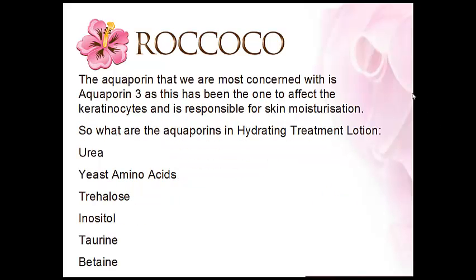Now the main one that we're concerned with is aquaporin 3, as this is the one that's most been shown to affect skin moisturization, so that is basically the one that we want to deal with. So we basically have a whole pile of aquaporins in the hydrating treatment lotion. We've got urea, we've got yeast amino acids, we've got trehalose, we've got inositol, we've got taurine, and we've got betaine.